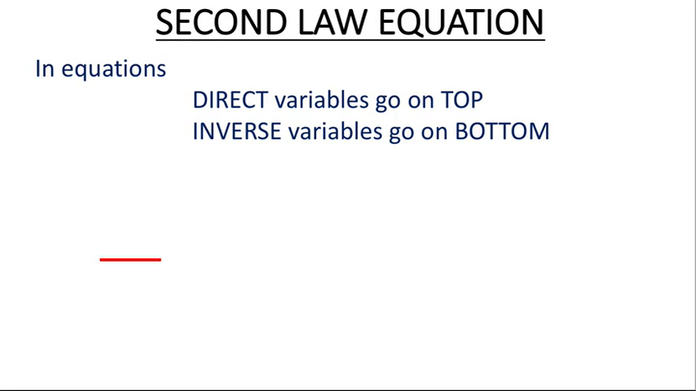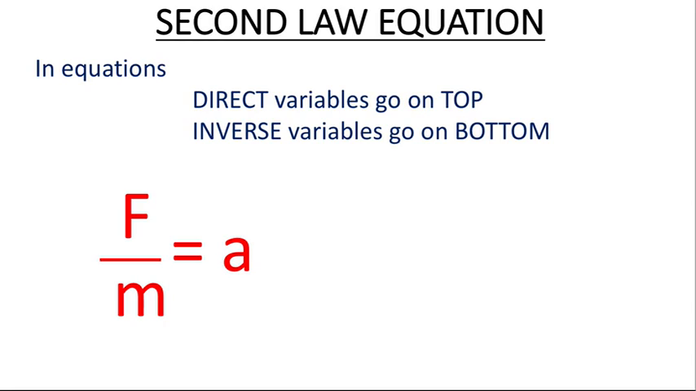In equations, direct variables go on top. That means that we multiply. And inverse variables go on the bottom. That just means we divide. Now, in this lab, we multiplied by force, so it goes on top, and we divide by mass. It goes on the bottom. And doing this, we were able to predict the acceleration of the object. So what you are looking at, this equation, is called the second law equation.